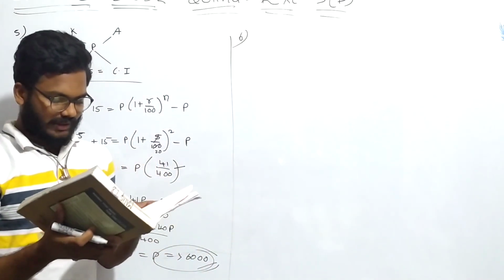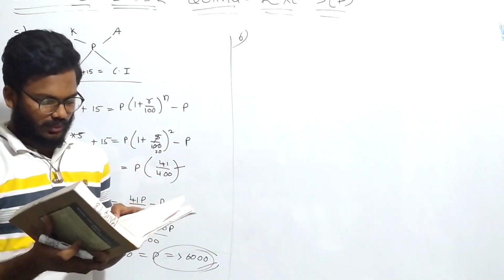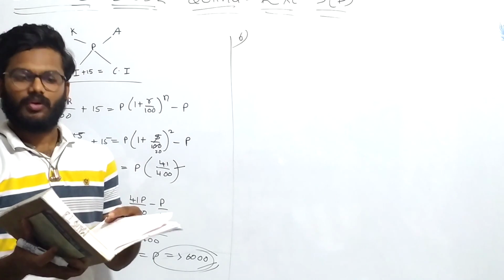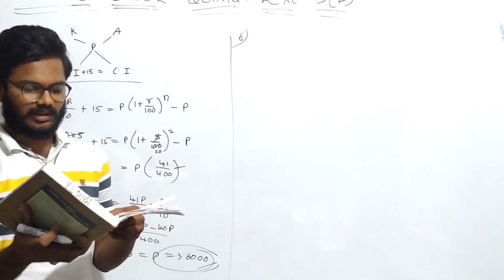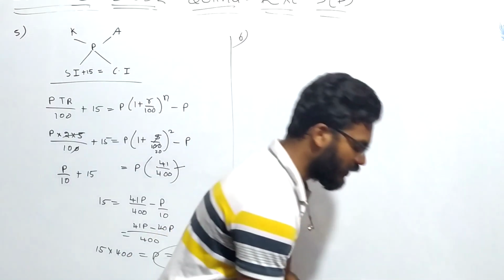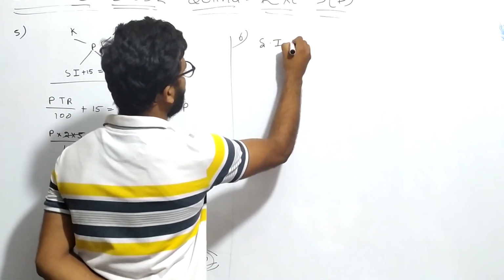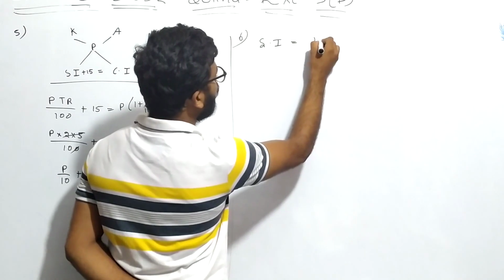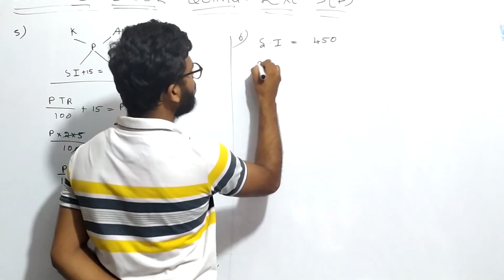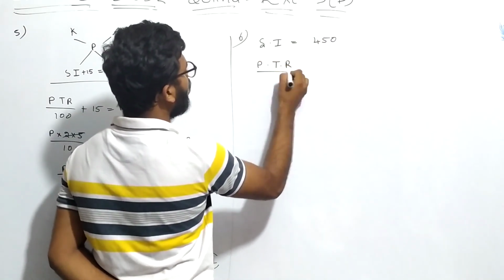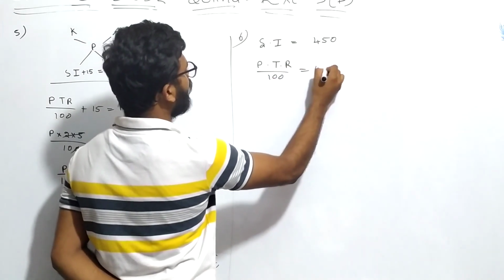Simple interest on a sum of money for 2 years at 4% is 450. Find the compound interest on the same sum at the same rate for 2 years. See here, they give simple interest. So simple interest is equal to how much? 450, right? So if we can find the sum, that means principal, PTR by 100 is equal to 450.